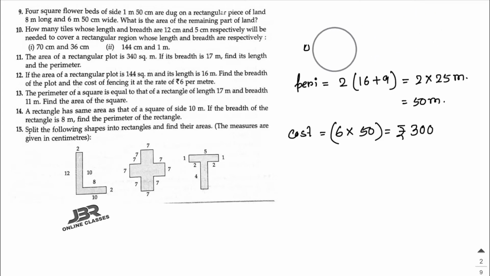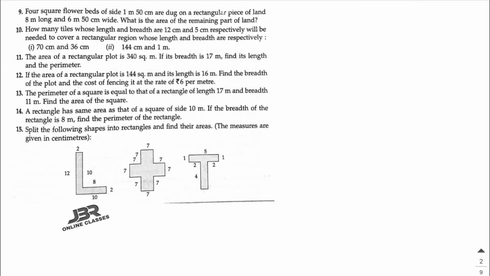Now next, sum number 13. In sum number 13, the perimeter of a square is equal to that of the rectangle of length 17 meter and breadth 11 meter. So that means here first you have to find out the perimeter of the rectangle.